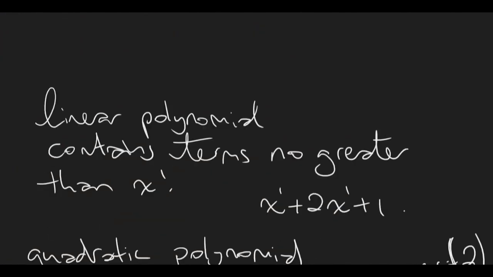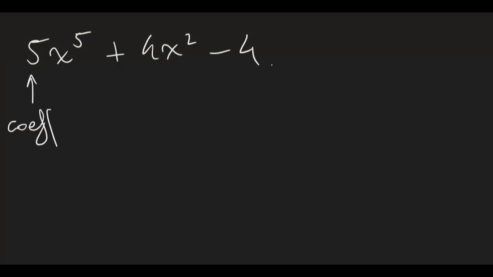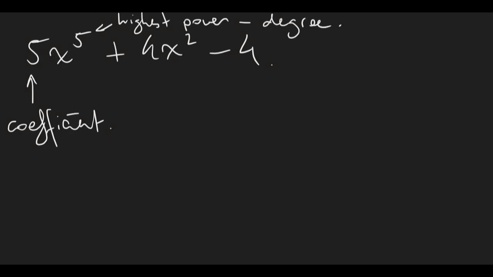So I'll just do a new slide here, just for some extra jargon. So the numbers in front of the terms are called coefficients. And the highest power is called the degree. And this is called a constant term.